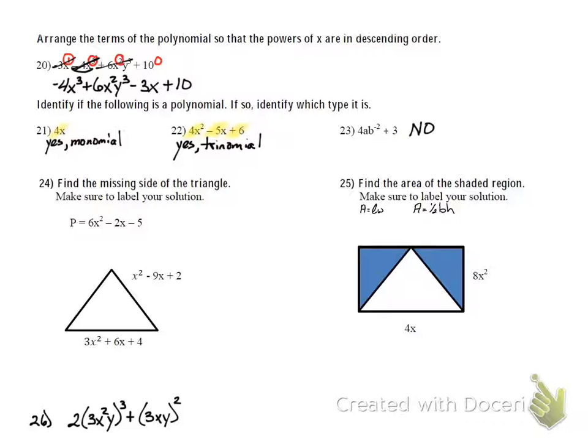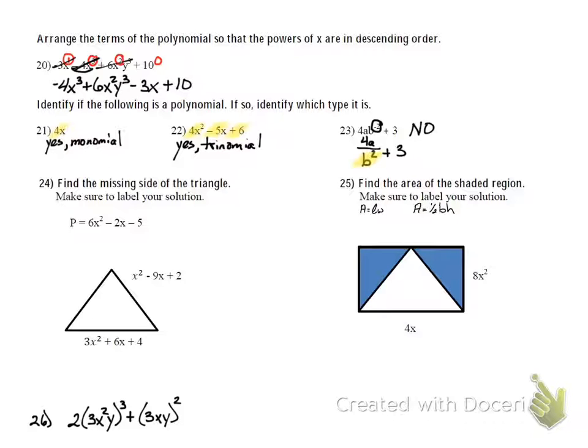It is not a polynomial, and the reason being is because of this negative exponent. B to the negative second means that b squared is actually the denominator of 4a, and so you know that you are not allowed to have variables in the denominator, so no, this is not a polynomial. Okay, now the last two problems here, we have a little bit more work to do.